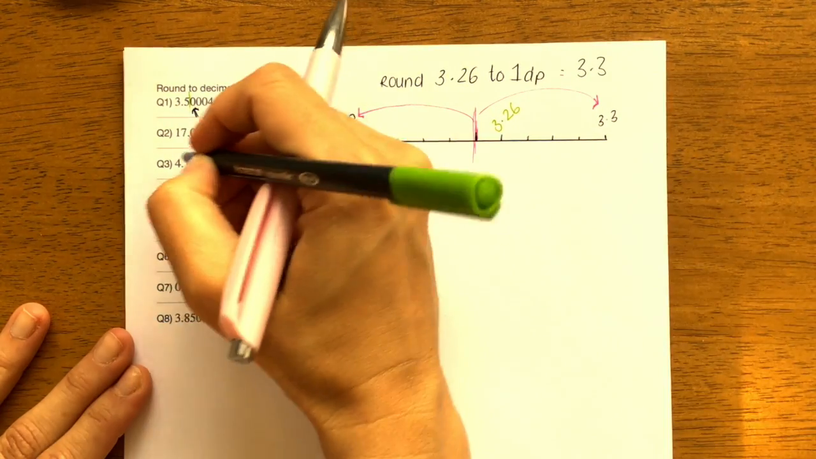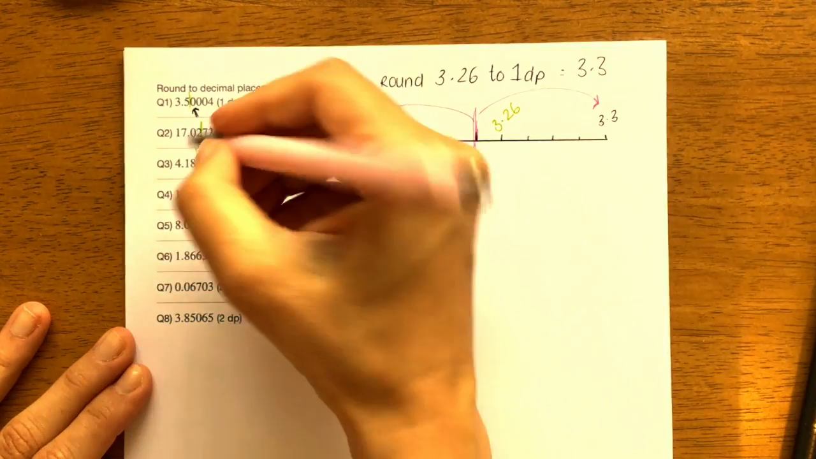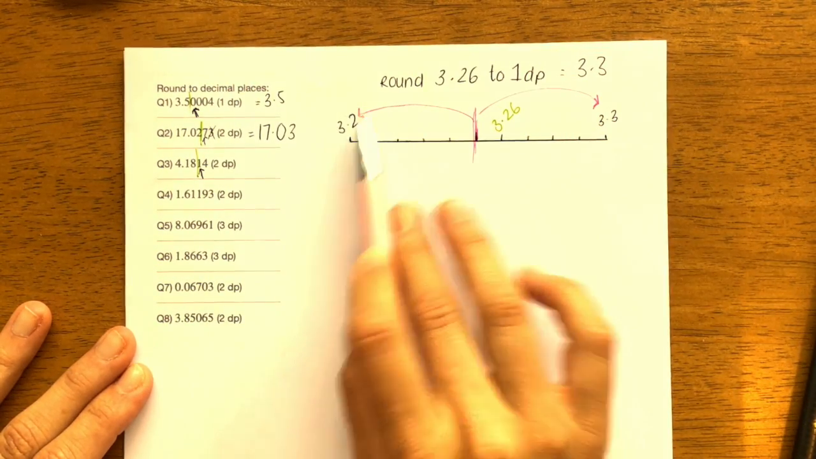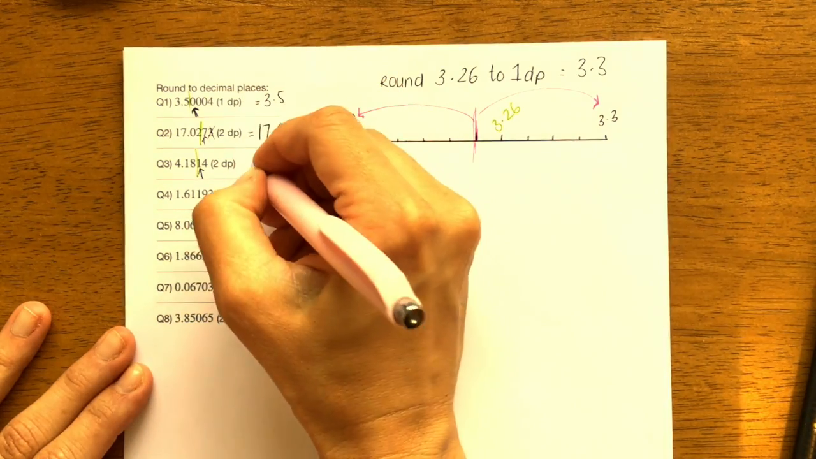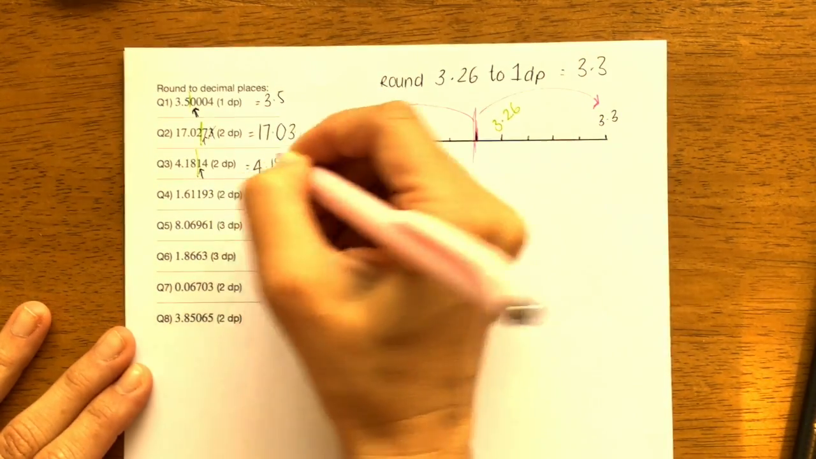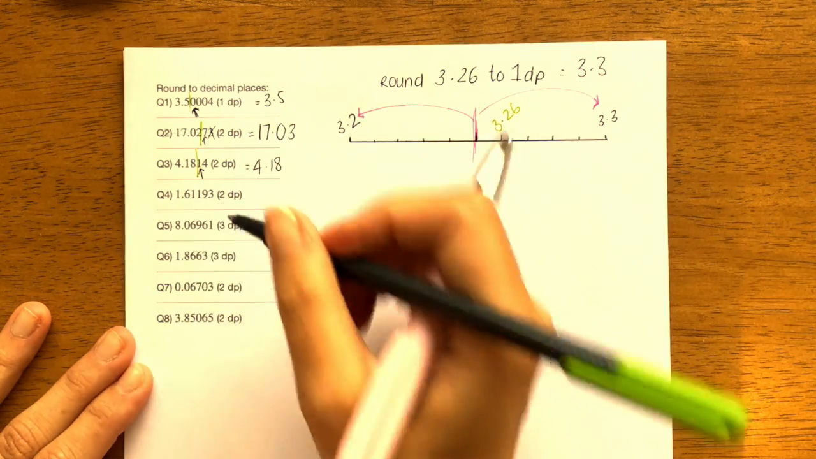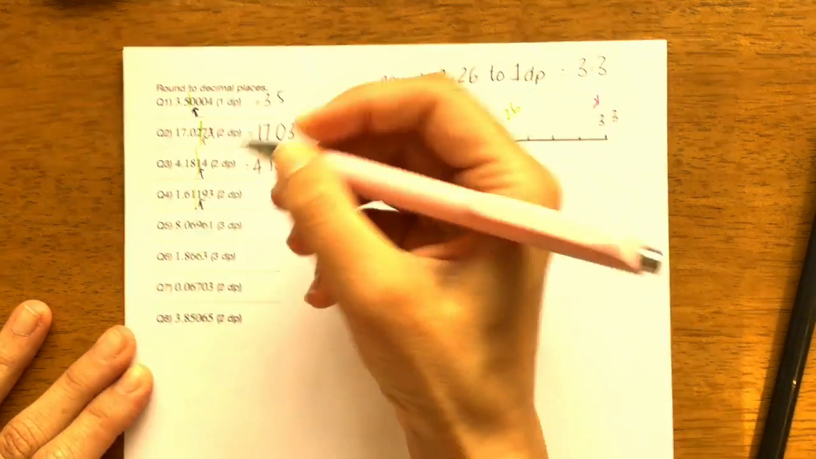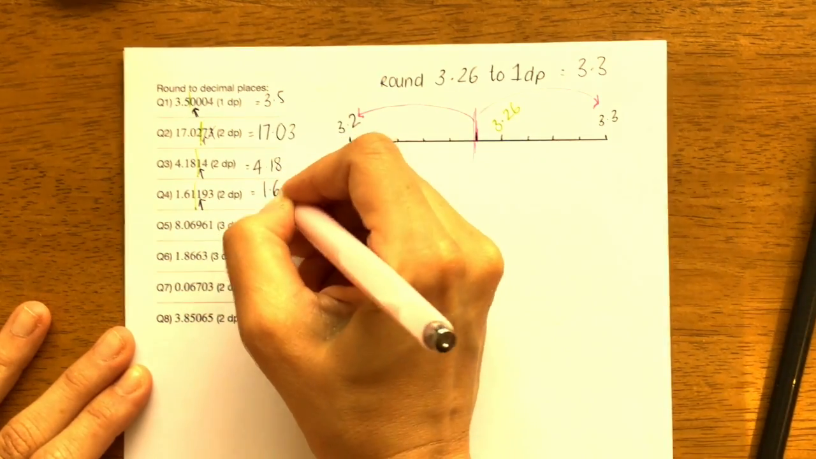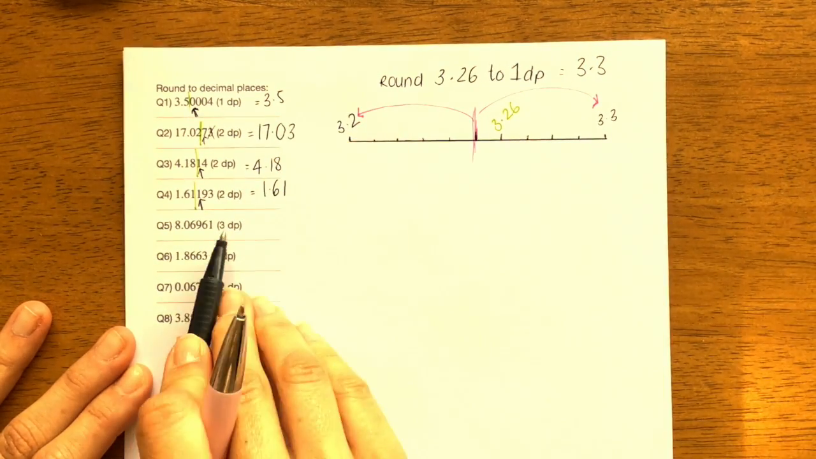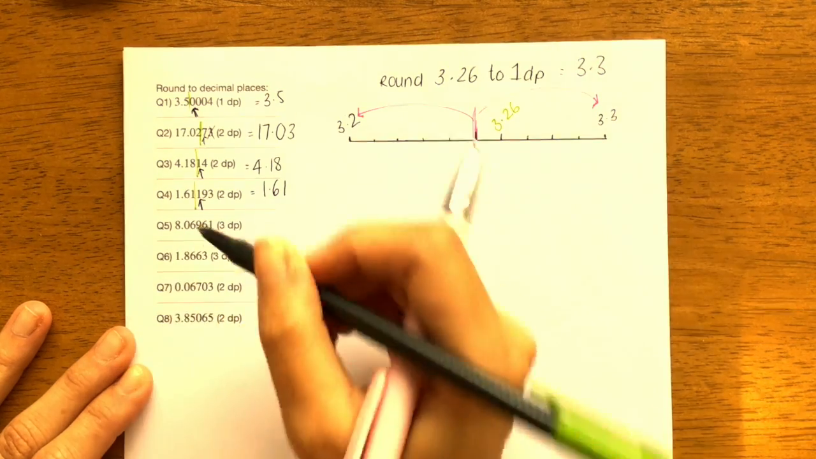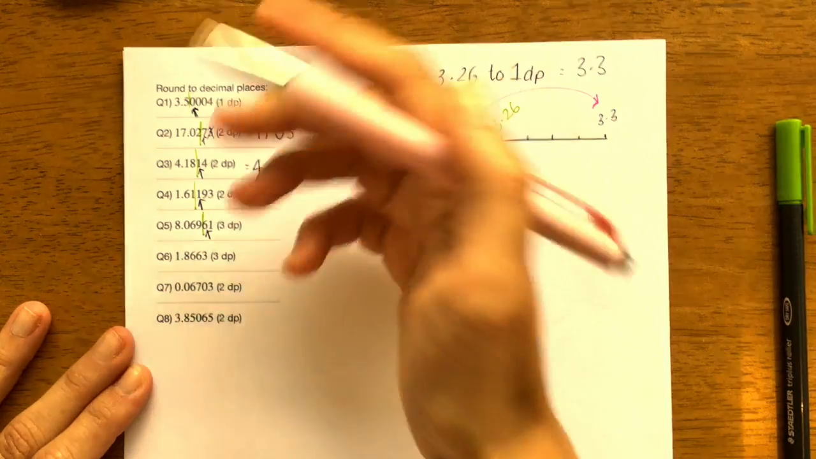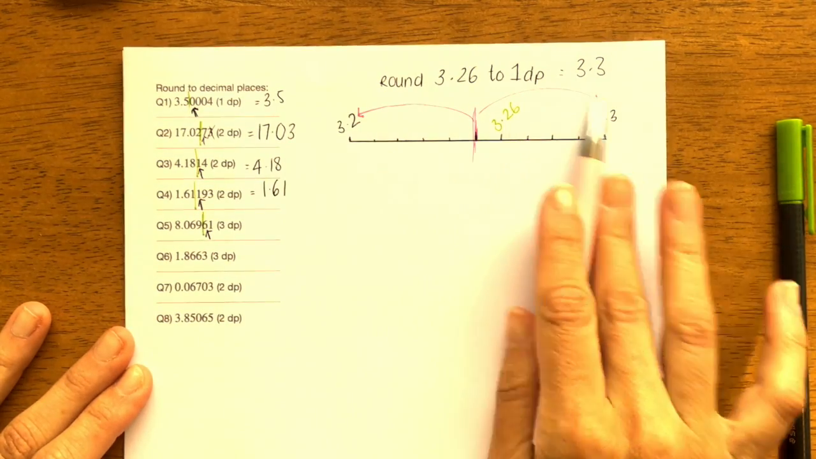Okay, next one. My cutoff line is here. I'm checking out the 1. 1 is here, so it's going to keep it as the same digits. So it's going to be 4.18. Next one, two decimal places again. Cutoff is here. It's another 1, so it stays the same, 1.61. Three decimal places this time, so 1, 2, 3. So my cutoff is here. My 6 makes it go up to the next number.